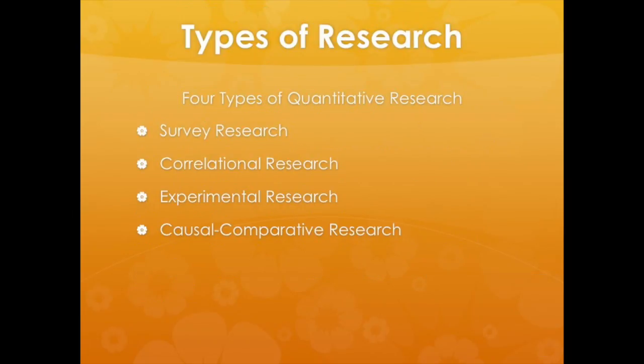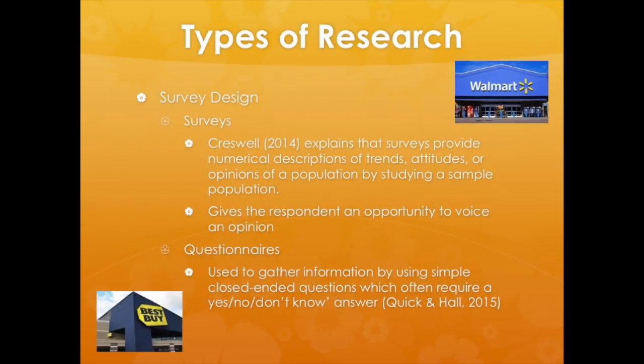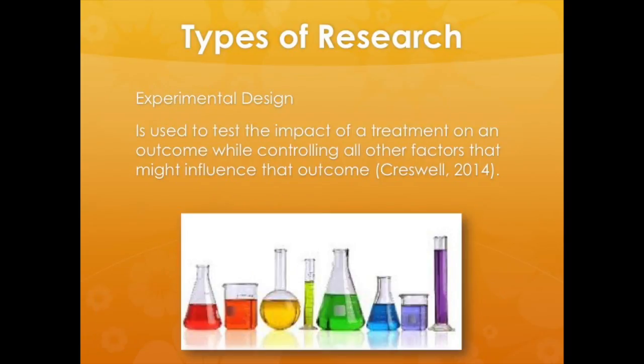So when looking at the types of quantitative research, there's 4 general types. You have your survey research, you have your correlational research, experimental research, and then you have causal comparative research. So we have surveys and questionnaires, and the purpose of that is pretty much to gather information from participants or respondents. An example of a survey: after purchasing an item from either Best Buy or Walmart, you receive a receipt, and at the bottom of that receipt, it asks for you to provide feedback. That's a survey. Next, we have an experimental design, and it's used to test the impact of a treatment on an outcome while controlling other factors.